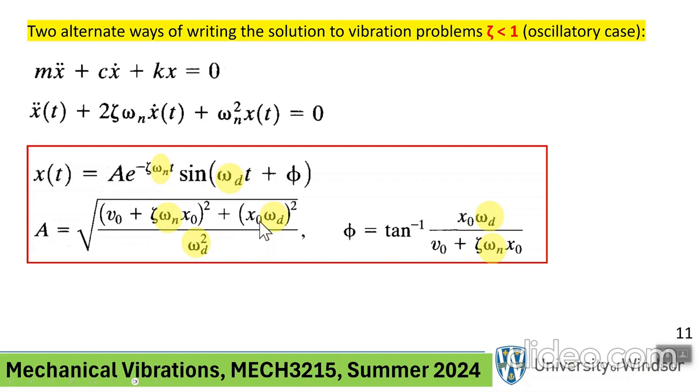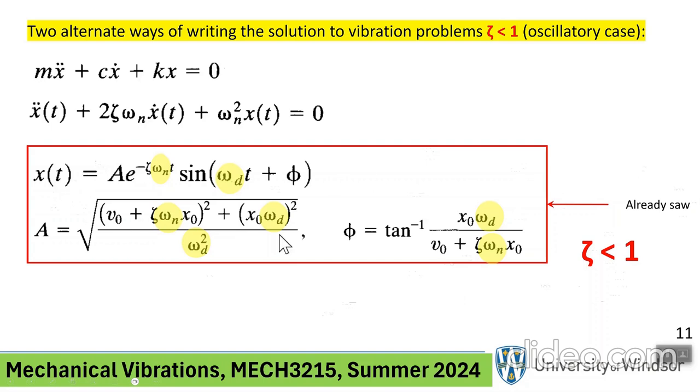Where A is given here, and the phase angle is given there. Notice that, first of all, in this solution, yes, you have zeta, you have A and phi that you're going to get. You also have omega D, and omega D was the damped natural frequency, right? But notice that we have both omega D and omega N. So this is the solution when the damping ratio is less than 1.